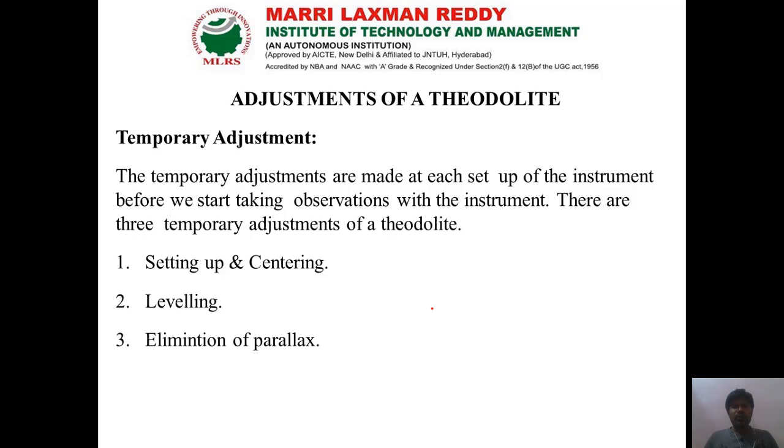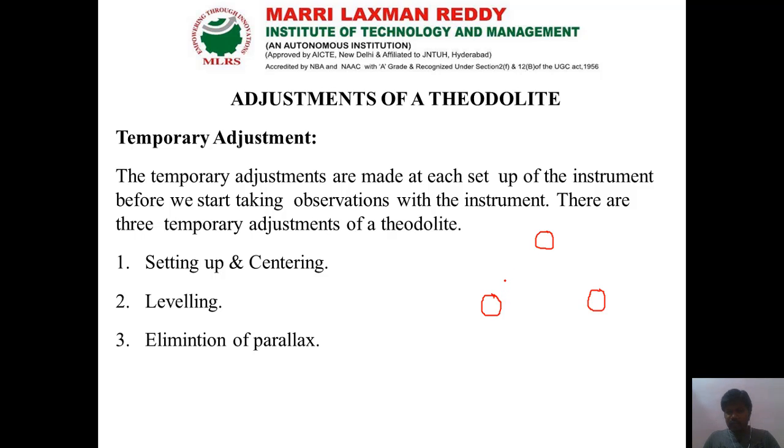Second thing, leveling. Leveling means we have to bring the bubble, either the plate level or altitude bubble, to the center, corresponding to horizontal angle measurement and vertical angle measurement. That process is called leveling, done by adjusting the foot screws. As with our dumpy level, there are parallel and perpendicular adjustments. Here we have 3 foot screws.